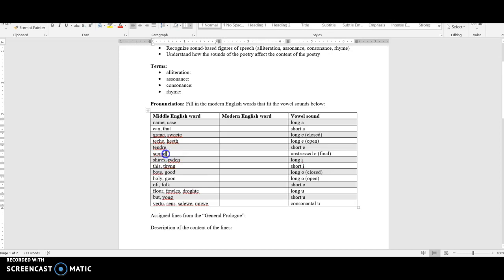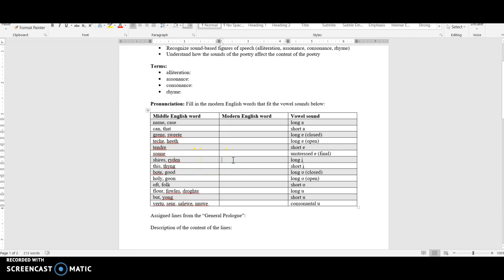This particular pronunciation, I'm looking at the final E there. This is something that is pronounced in Middle English, but it's just a gentle kind of sound at the end of a word. And so I don't have a modern English version of that because we don't pronounce that type of E in modern English. So this is son, and you might just write some kind of note to yourself about how that's pronounced.